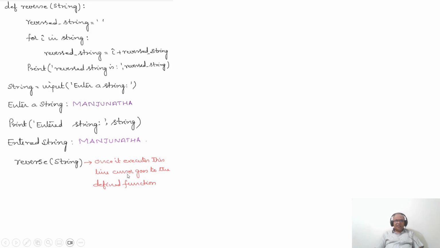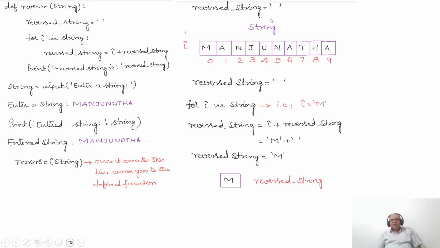Once it executes this line, the cursor goes to the defined function. So the cursor will come here. Then the reverse string is an empty string. The first line will be executed. What is the name of this variable? The string is Manjunatha. Here the iteration indices are 0, 1, 2, 3, 4, 5, 6, 7, 8, 9. So that means you are going to have 10 characters. So initially the reverse string will be an empty string.